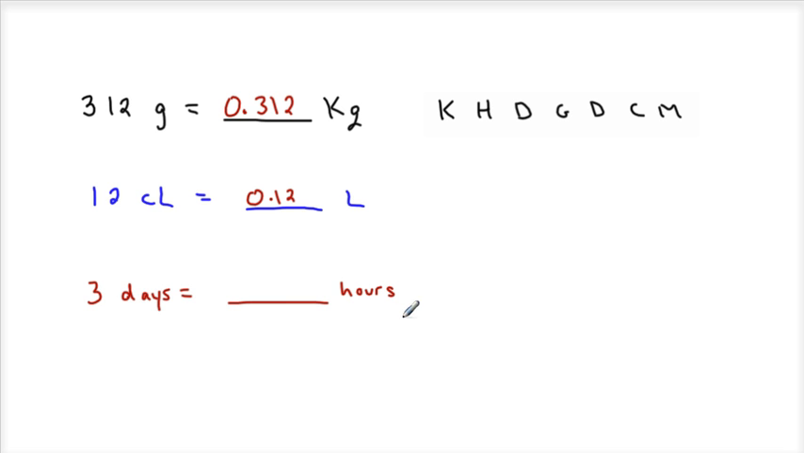3 days is how many hours? All right, so a little different here. 72. How'd you get 72? Because there's 24 hours in a day, and so then you multiply that by 3. Excellent. 24 hours in a day, multiplying by 3. All right, so very basic. Now let's step it up a notch.